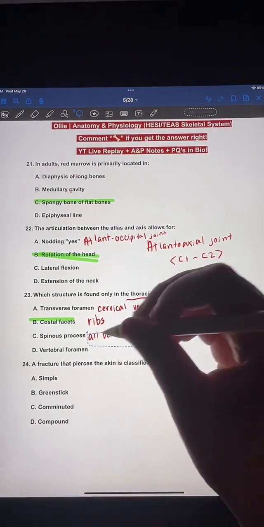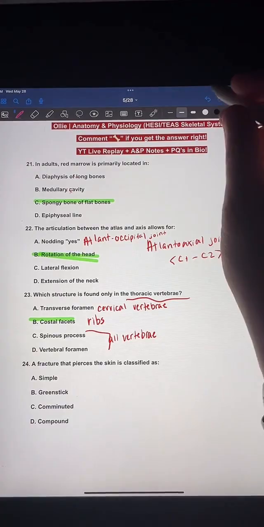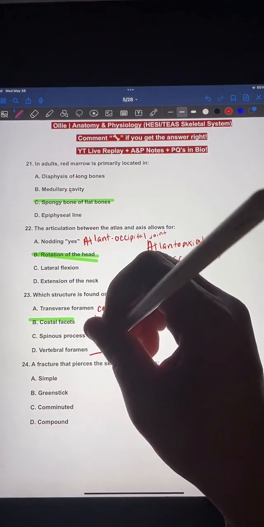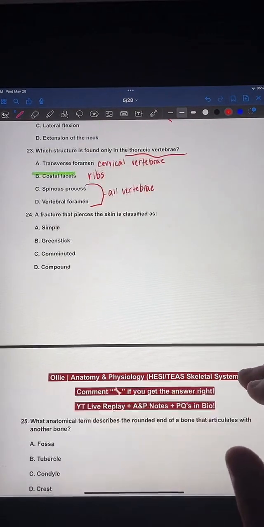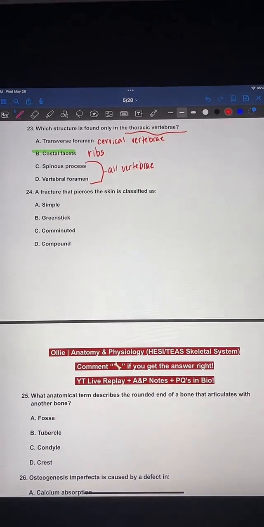All right, moving on to number 24. A fracture that pierces the skin is classified as what kind of fracture?